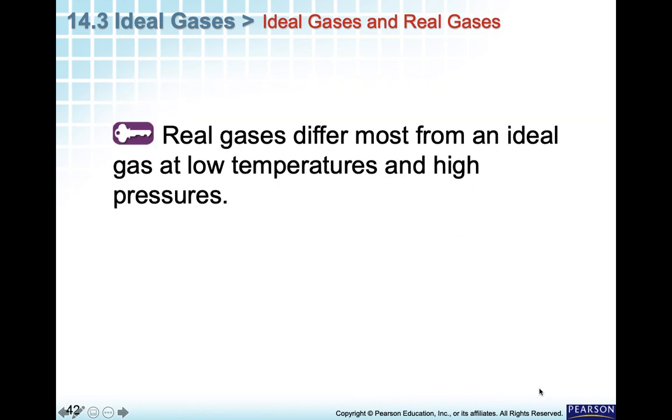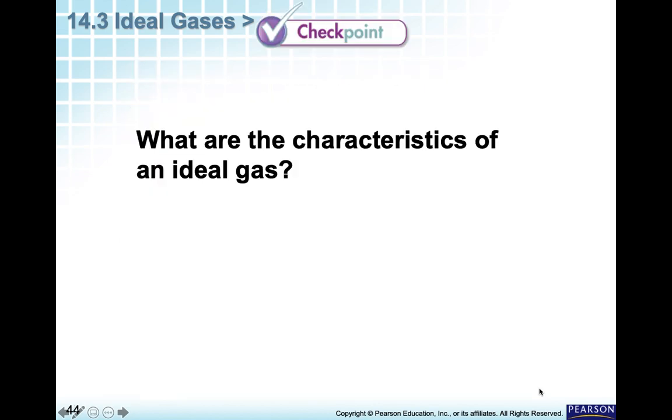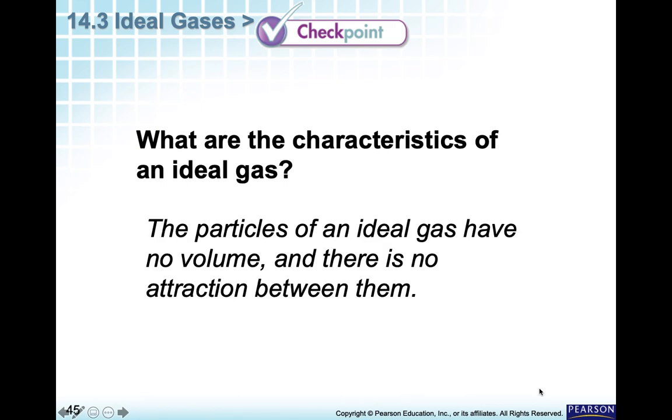Real gases differ most from ideal gases at low temperatures and at high pressures. So if I get much below 0 Celsius or much above several times the atmospheric pressure, that's when they start to deviate from ideal gases. So, what are the characteristics of an ideal gas? The particles of an ideal gas have no volume and there is no attraction between them.